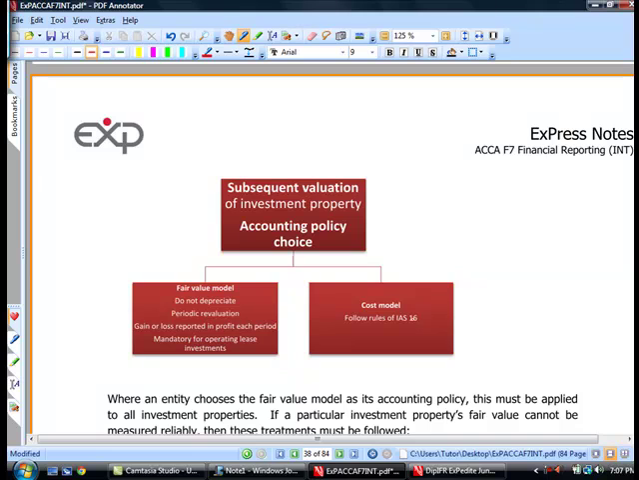Subsequent valuation of investment property, again, it's the same accounting policy choice. Either you can use the cost model or you can use the fair value model. If I'm using the cost model, I will follow the rules of IAS 16. If I'm using the fair value method, I am not going to depreciate the asset at each reporting period, and I will revalue it to the market value, and I will report the gain and loss in P&L. This accounting treatment is mandatory for operating lease investments. So no depreciation, gains and losses in P&L.